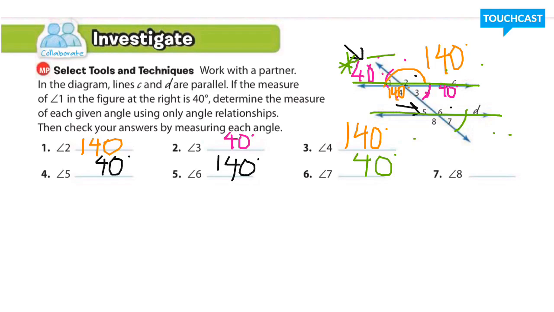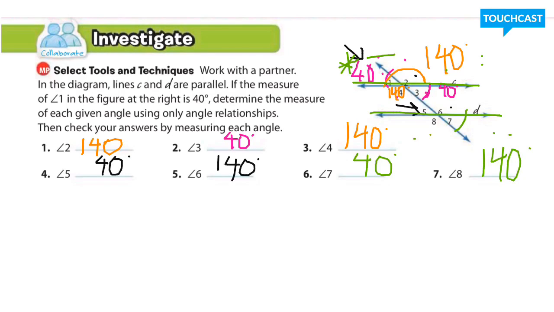And then finally we have angle 8, and we know using the same exact theorem that 140 degrees is the measure of angle 8 because again it is an alternate exterior angle. So we know that will be 140 degrees because angle 8 is an alternate exterior angle with angle 2.